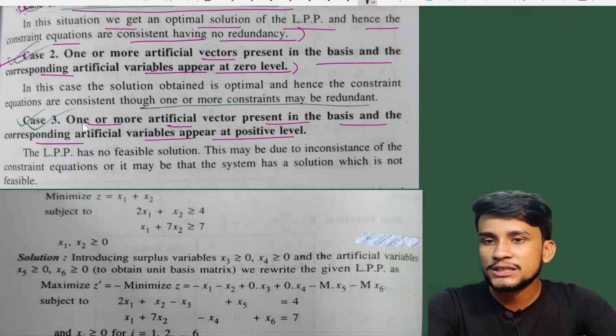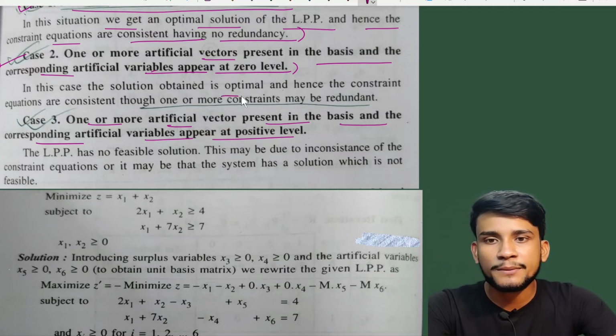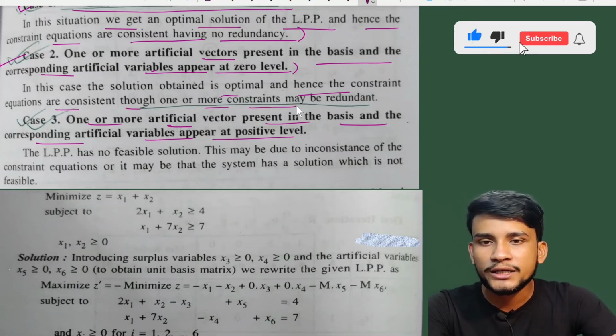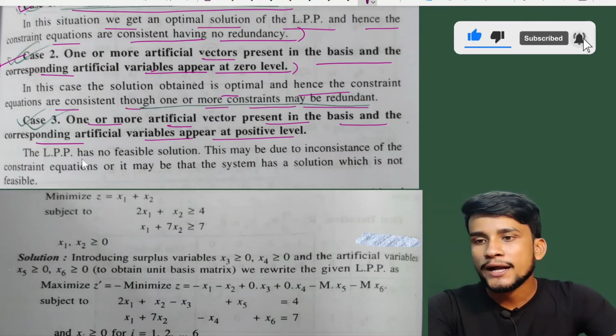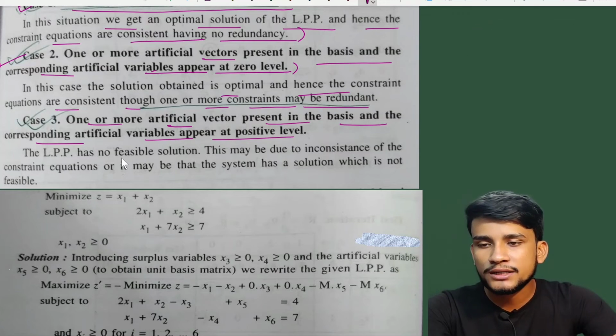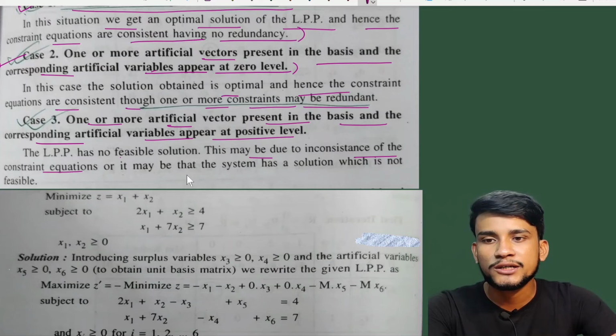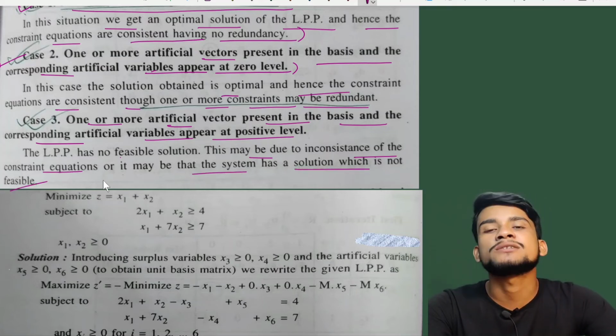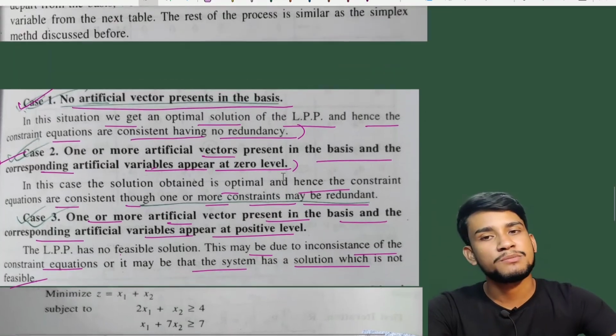So these three cases occur. In the second case the solution obtained is optimal for the primal, and hence the constraint equations are consistent though one or more constraints may be redundant. And the LPP has no feasible solution in the third case. This may be due to the inconsistency of the constraint equations, or it may be that the system has a solution which is not a feasible solution. So these three cases may occur.